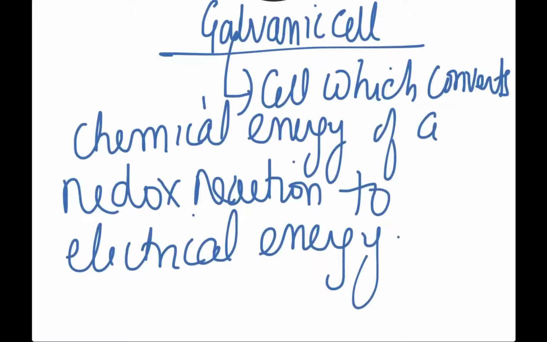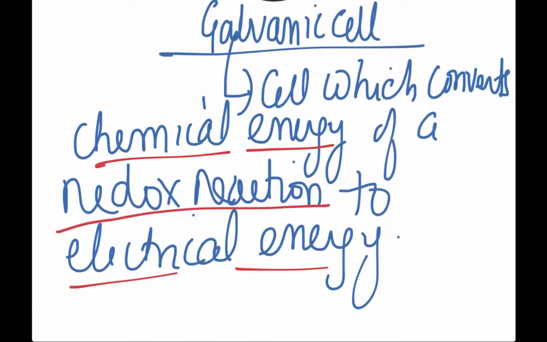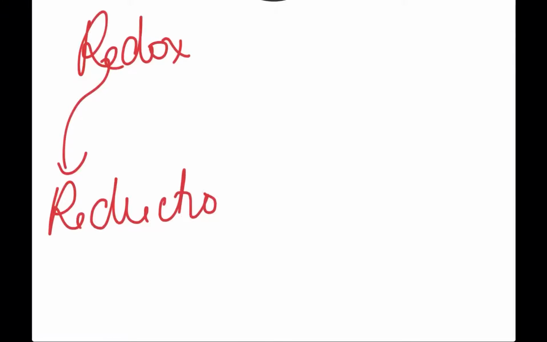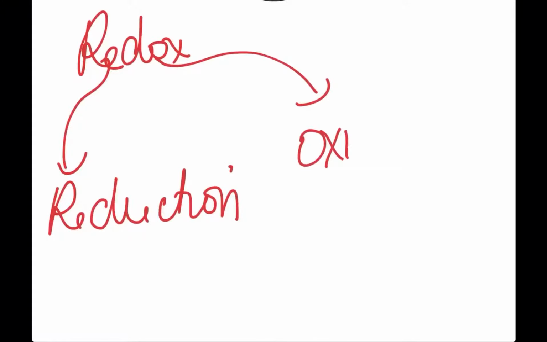Alright. Now, the important terms in this definition are chemical energy to electrical energy, that means to generate electricity from chemical energy by a redox reaction. This is very important, by a redox reaction. So before moving on to the details of the galvanic cell, I'll just give you a recap. What is a redox reaction? A redox reaction is a reaction in which there is simultaneous oxidation and simultaneous reduction. So redox stands for simultaneous reduction and simultaneous oxidation.